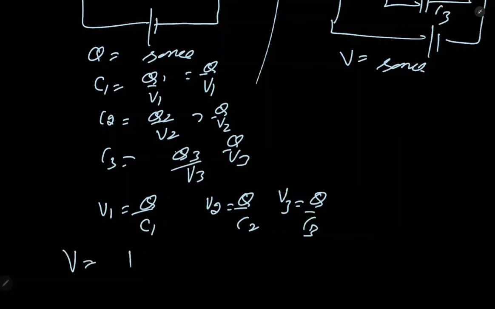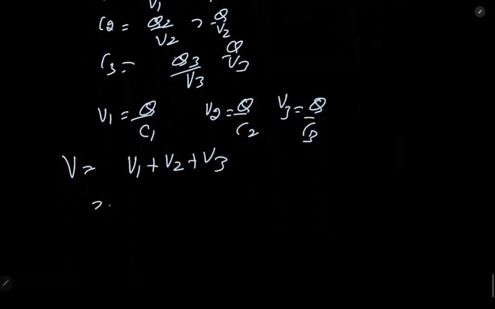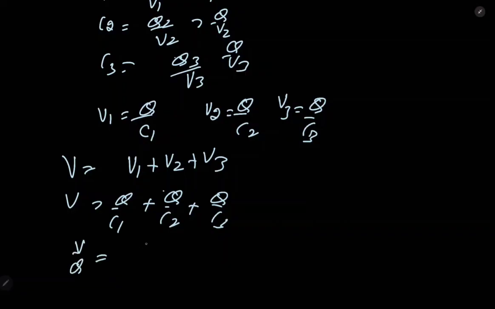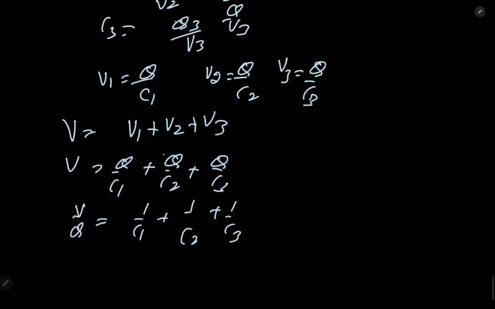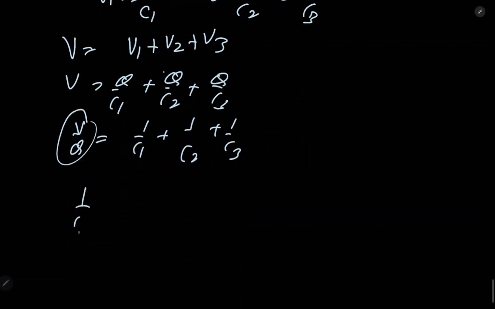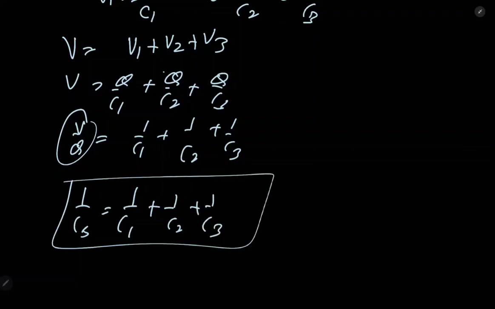So my net potential will be equal to V1 plus V2 plus V3. I'll substitute the value of V1, that is Q upon C1, Q upon C2, Q upon C3. This is V. Take Q common and divide, V upon Q is equal to 1 upon C1 plus 1 upon C2 plus 1 upon C3. This V upon Q is equal to 1 upon Cs. So I can write, in case of series, they will reverse and add. Capacitance will reverse and add itself, right?